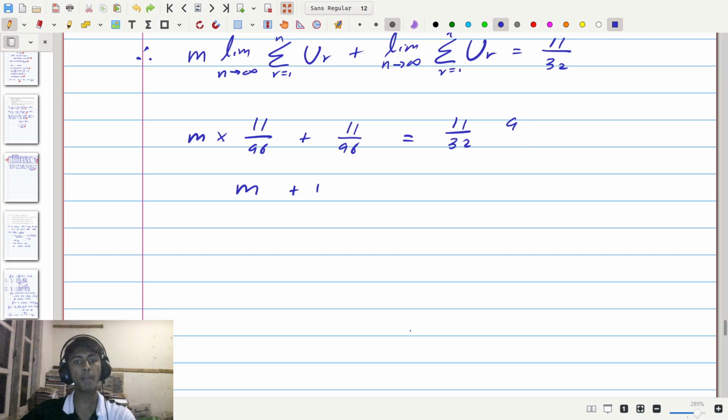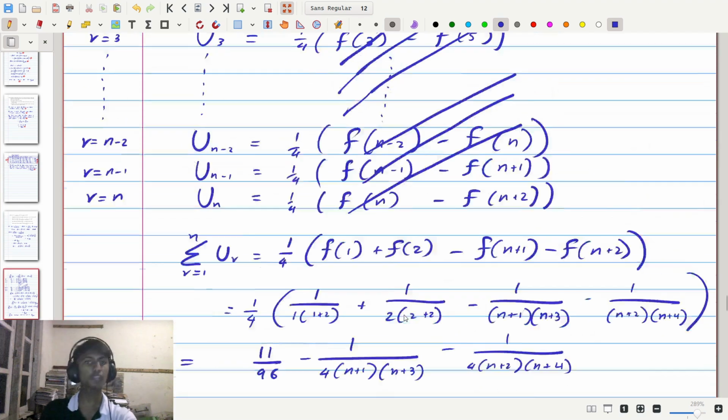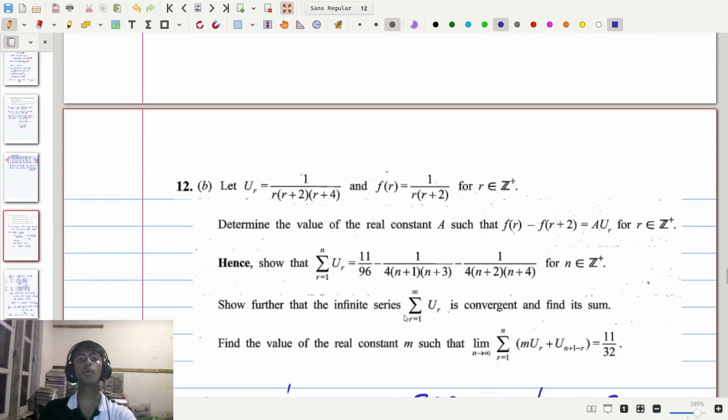So therefore we have m plus 1 equal to 3. From this we can see that m must be equal to 2, and that is the final answer of this question. So now finally that we finish this question, let's discuss the marks order for this question.